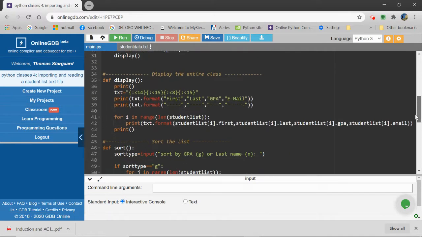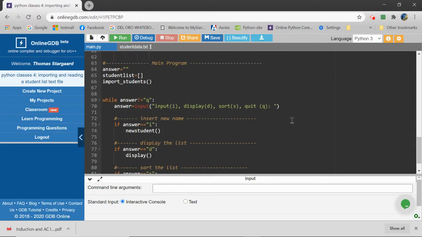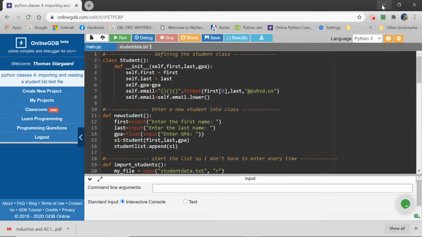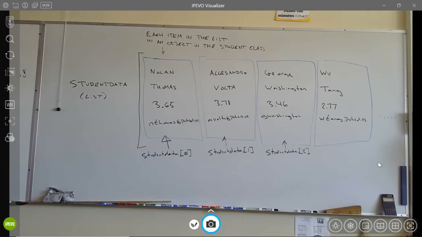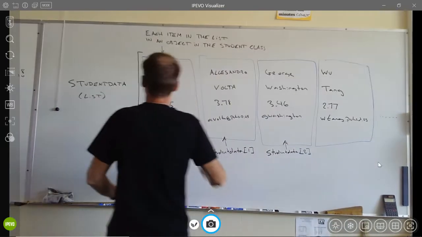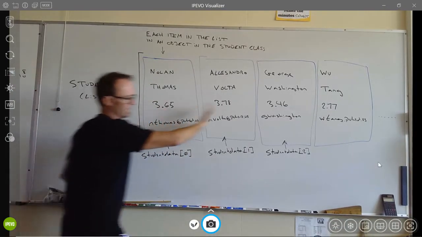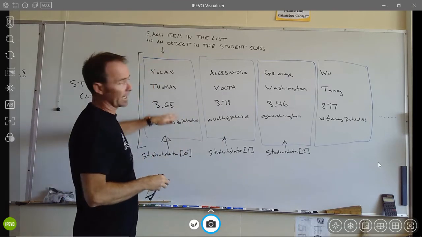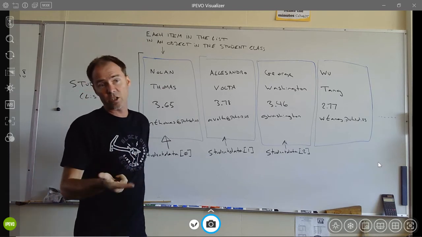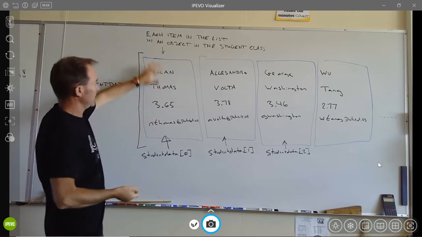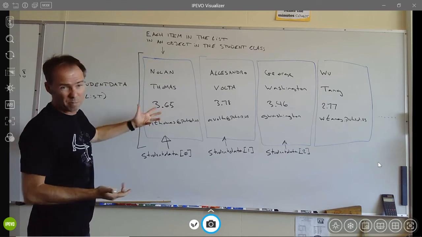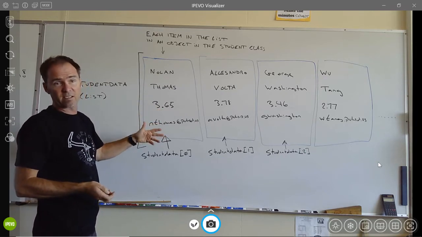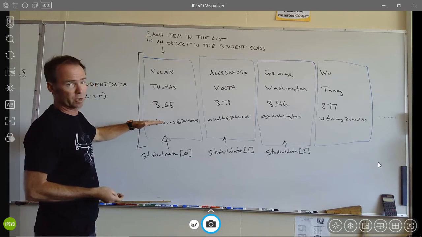And I read that into a list. So let's see what that really looks like. Student data is a list, and each item in the list is an object in a class, or really just a collection of data. Think of it as a collection of data that belongs together.